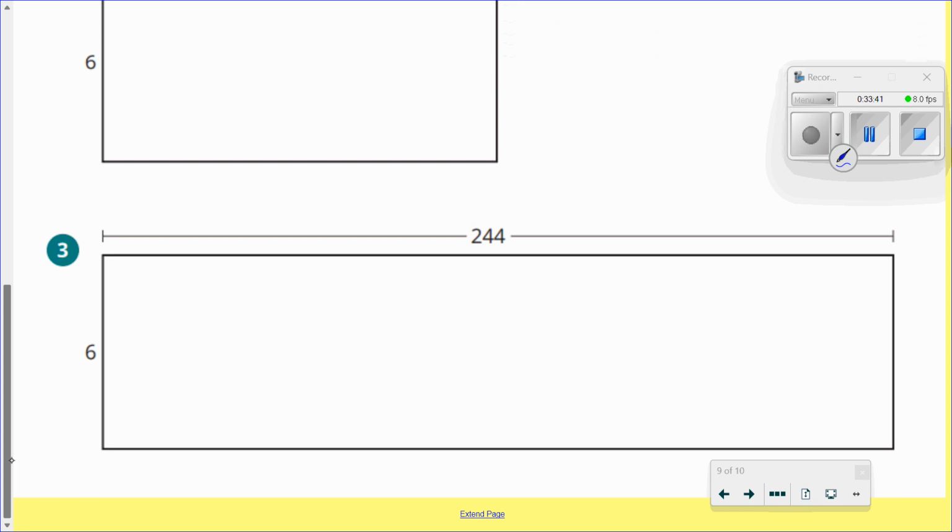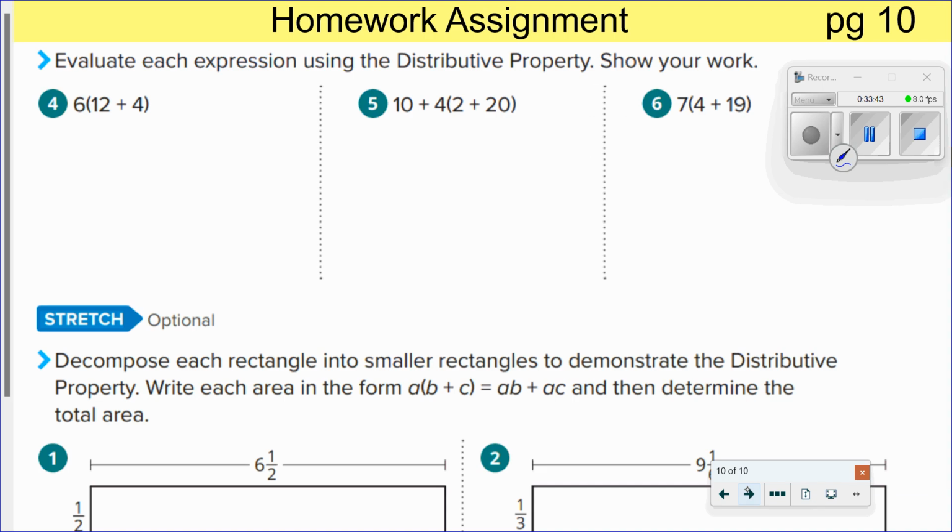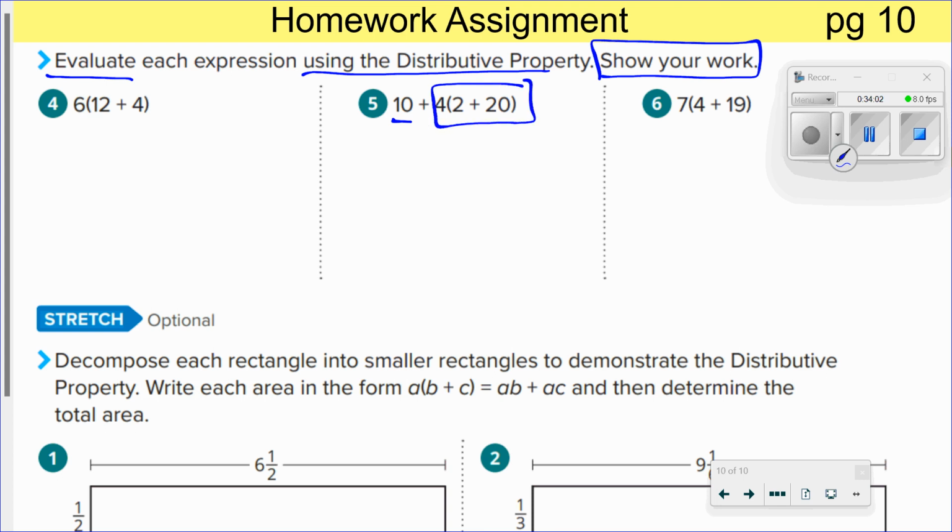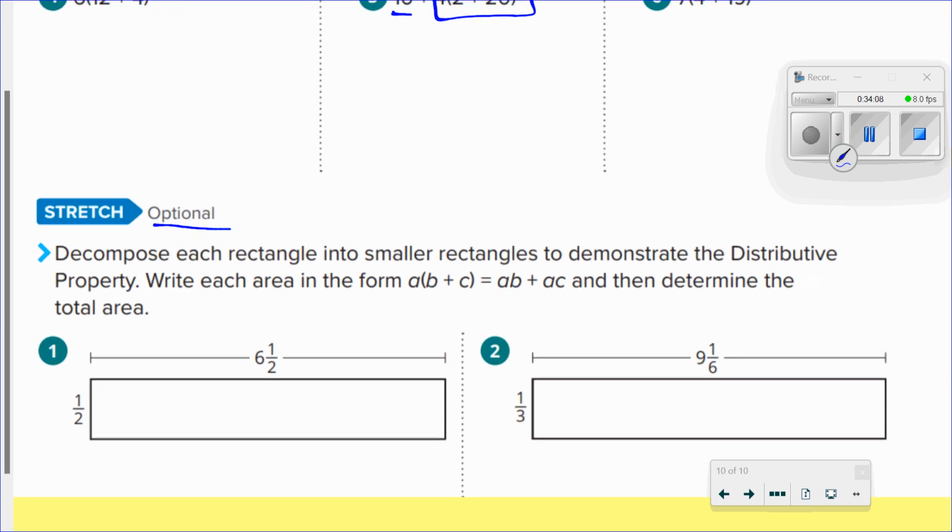Go to page 10. Now we're evaluating. Evaluate means give me the answer. So evaluate each expression using the distributed property. Show your work. In other words, rewrite these. Okay? This one gives you a little twist we haven't done. Here is the distributed property piece, and then you're going to add 10 once you have found that answer. Okay? Stretch. This is optional. You do not have to do it.